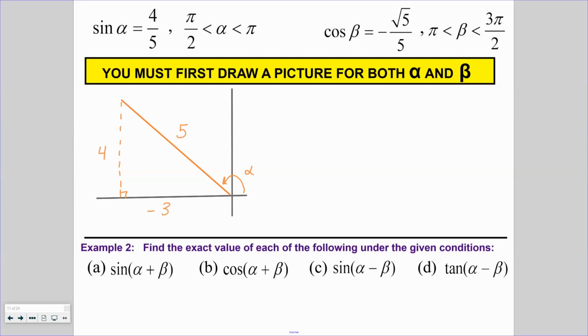And then I'm just going to make a note. I can figure out what the sine, cosine, and tangent of alpha are. The sine of alpha is 4/5. The cosine of alpha is -3/5. And the tangent of alpha, well, that's just opposite over adjacent, is -4/3. I'm just making a note of that. We'll use those in just a minute.